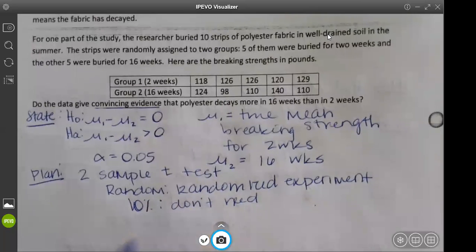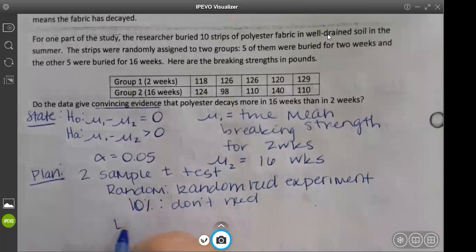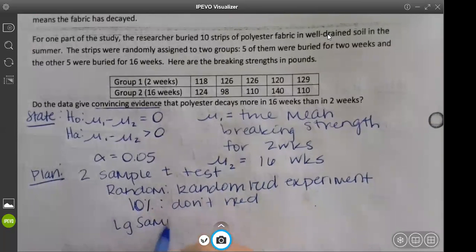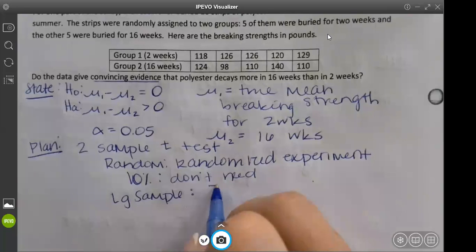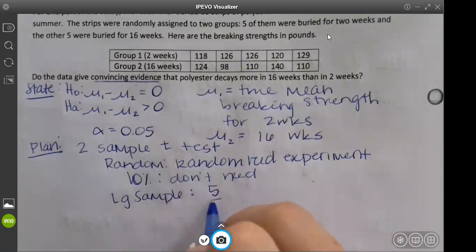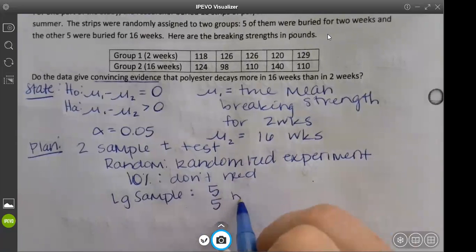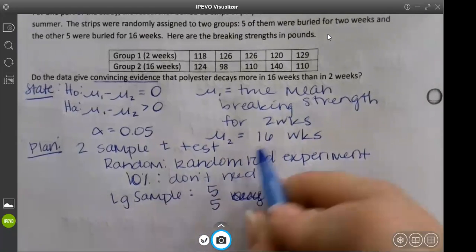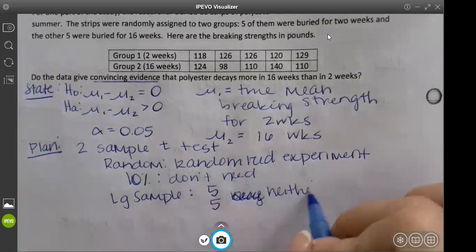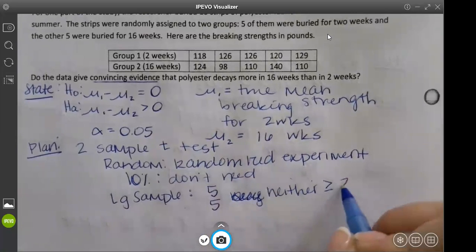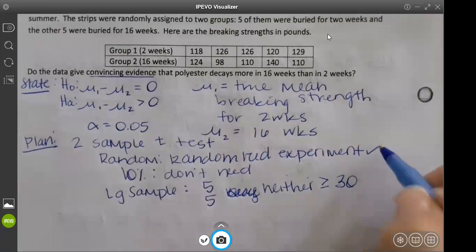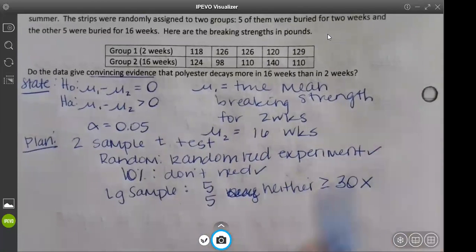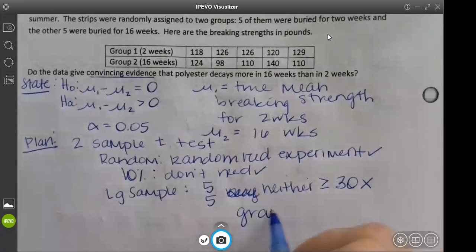Okay. And then the last thing we're gonna do. So does it work? The first sample was 5, and the second sample was 5. Neither were greater than or equal to 30, right? So what do we have to do? Okay, so the first two worked, this one did not. So we need to graph. What are we looking for?